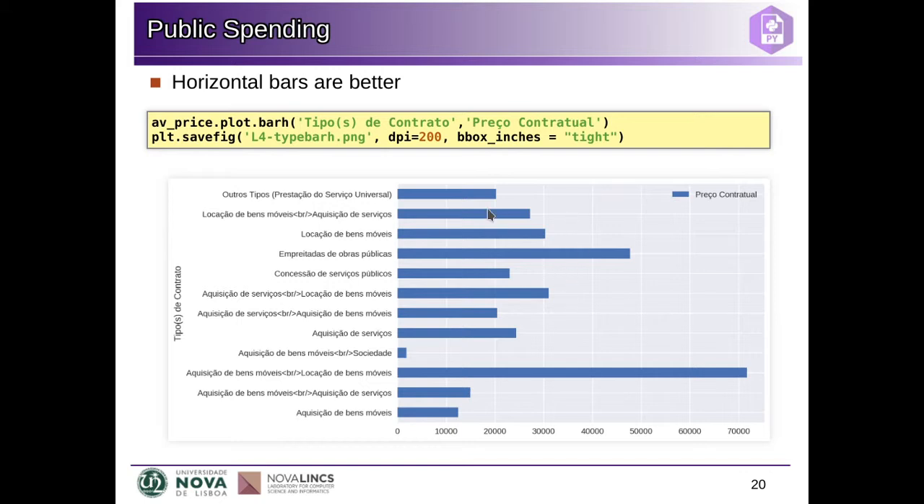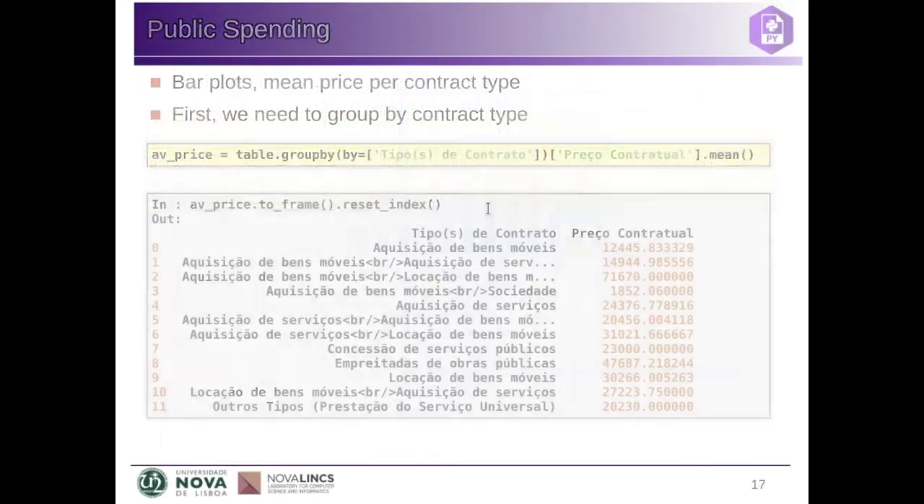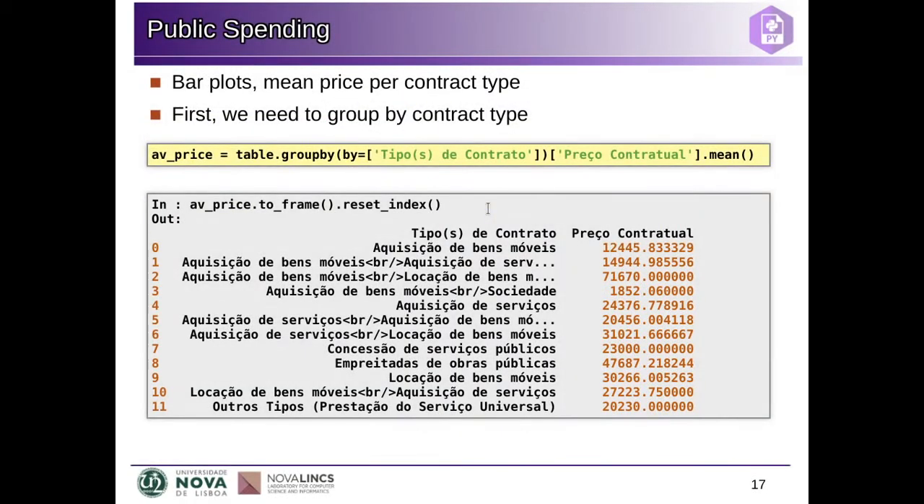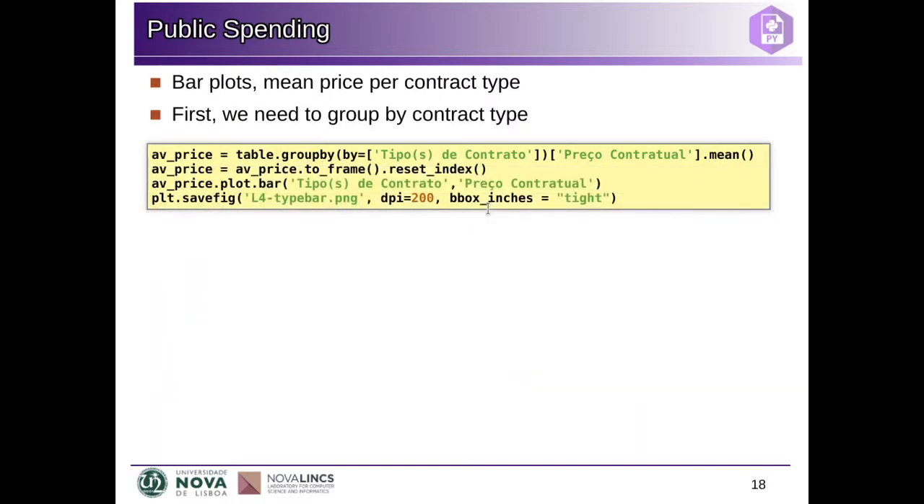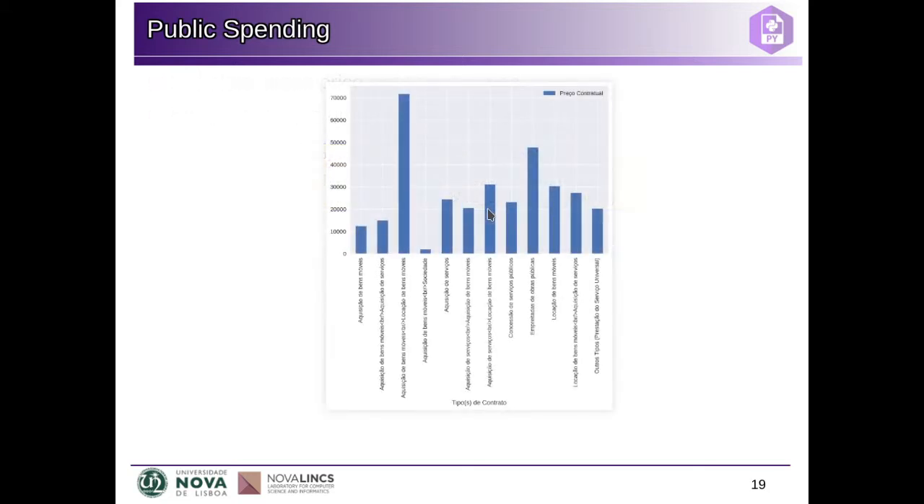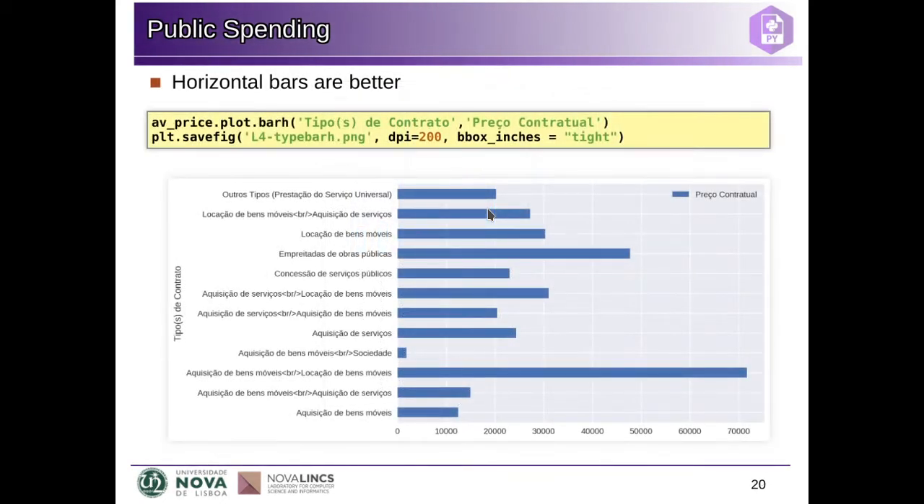So to sum up, in this example we first grouped everything according to the type of contract. We computed the mean for each group. Then we converted this into a data frame, resetting the index, so we have the two columns. And now we do the plot with the two columns. So the types of contract for the X values or the X labels, and the price for the size of the bars.